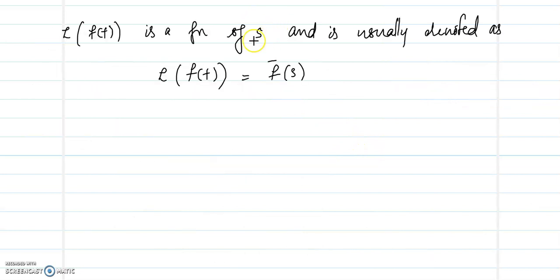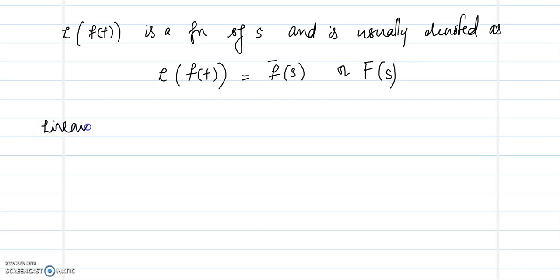And it is usually denoted, the notation our text uses will be this. So L of f t is denoted by f bar of s. So that is the notation for the Laplace transform. It is usually denoted by f bar of s or capital F of s. So those are the usual notations.